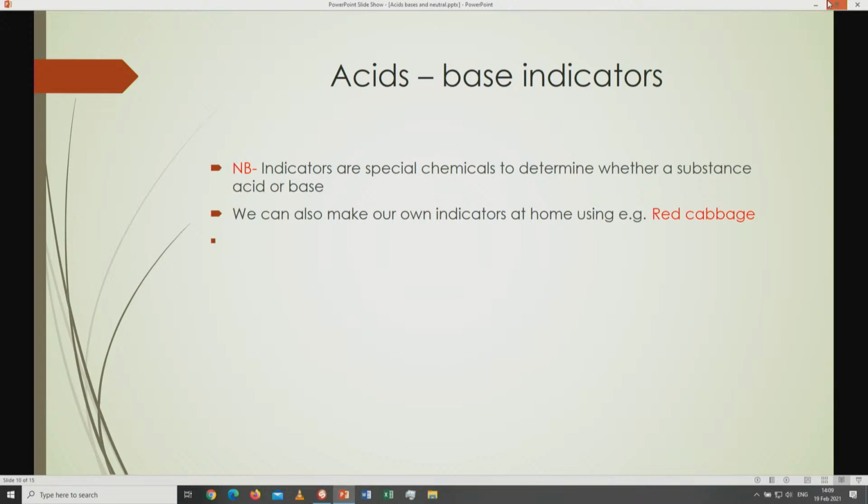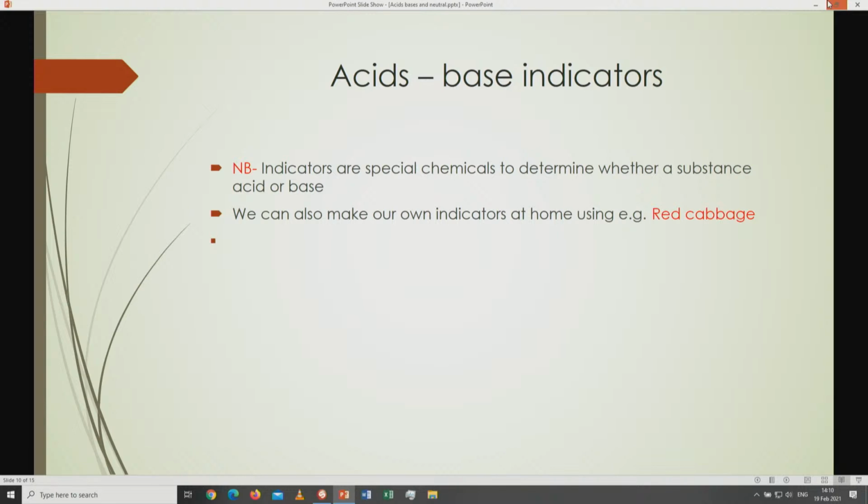We have what we call indicators. Let me start with this one. We have what we call a universal indicator. You can use it to test if a chemical or a substance is an acid, a base, or a neutral substance.